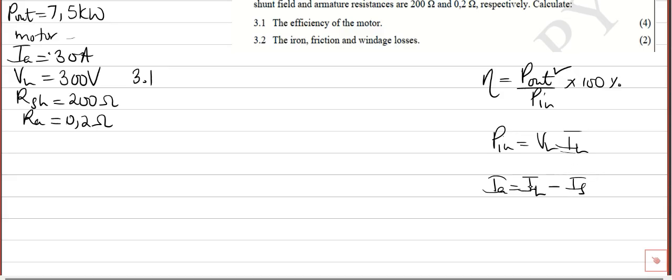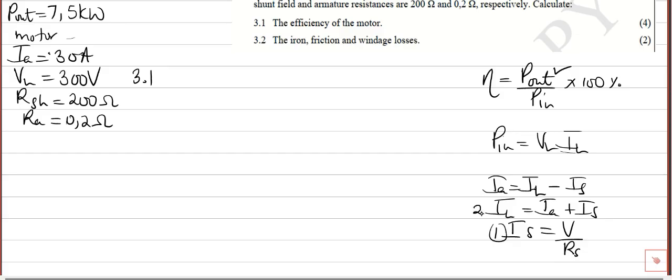So then the intention would be to first find our I shunt. After we find I shunt, then we can find our IL. So to make IL the subject from this equation here, you would say IL equals IA plus I shunt, taking your I shunt to the other side. And first step is to very much find I shunt. So our steps: 1.